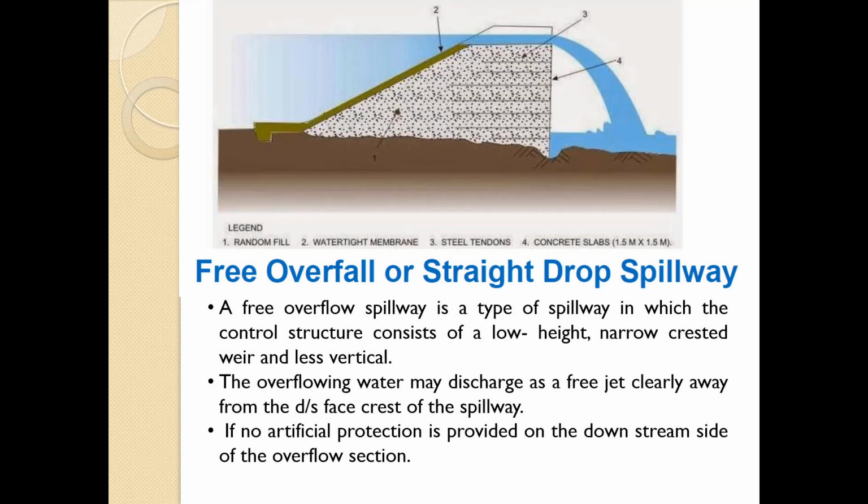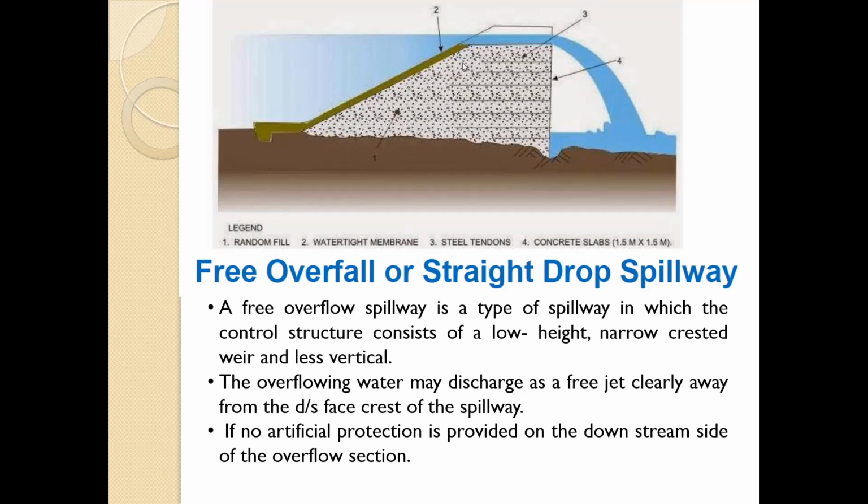So, free overfall or straight drop spillway. In this type of spillway, the control structure consists of a low height, narrow crested weir with a vertical face. This is the simplest type of spillway and may be constructed on small bunds or on thin arch dams. It is a low weir, simple vertical fall type of structure, as you can see in the figure.